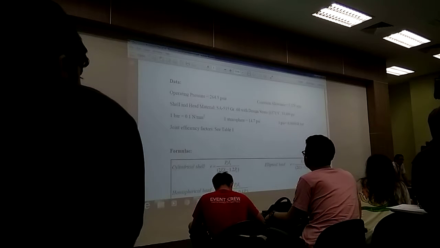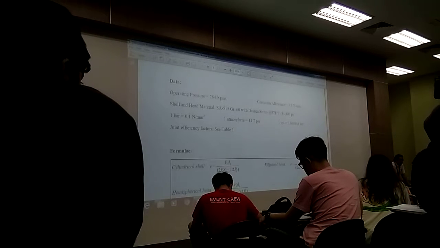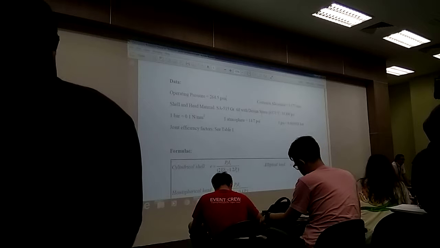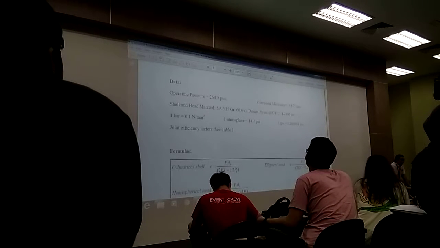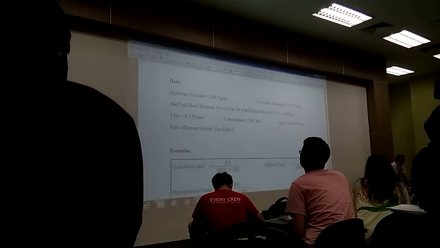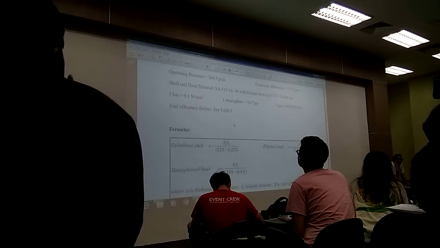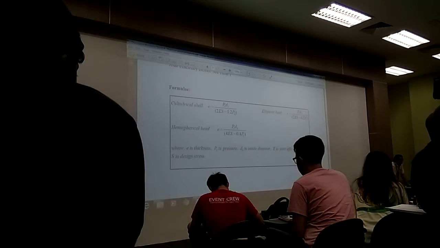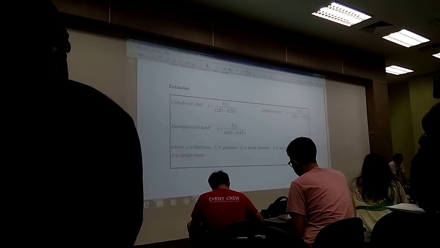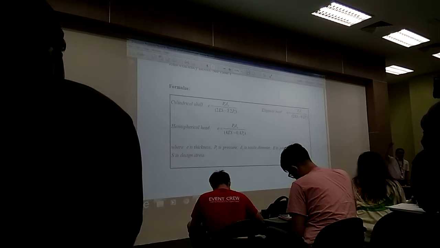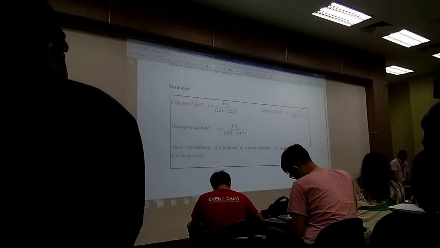Corrosion allowance is already specified here. Shell and head material. Design stress is also given here, but you need to convert the unit. And the joint efficiency factor is 0.85. So just simply substitute all the values here, you get the thickness of the cylinder shell for the top and also for the bottom part.